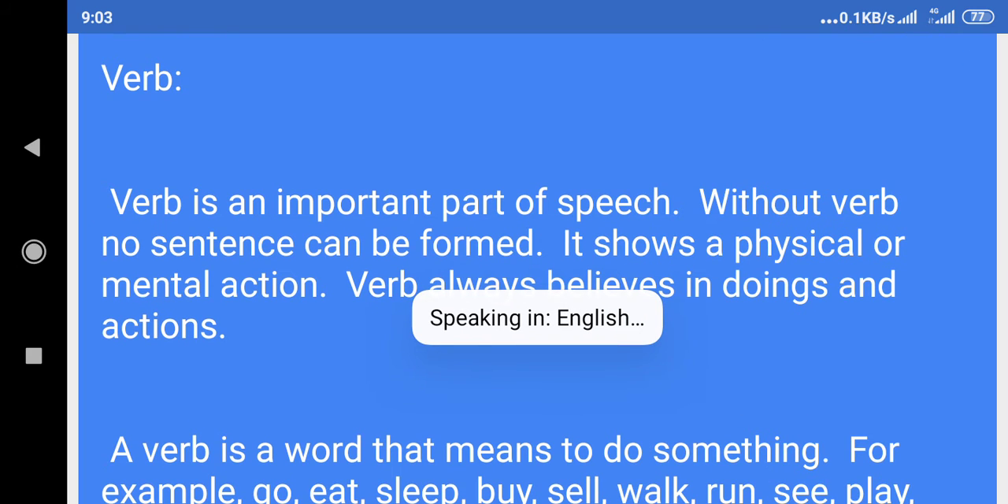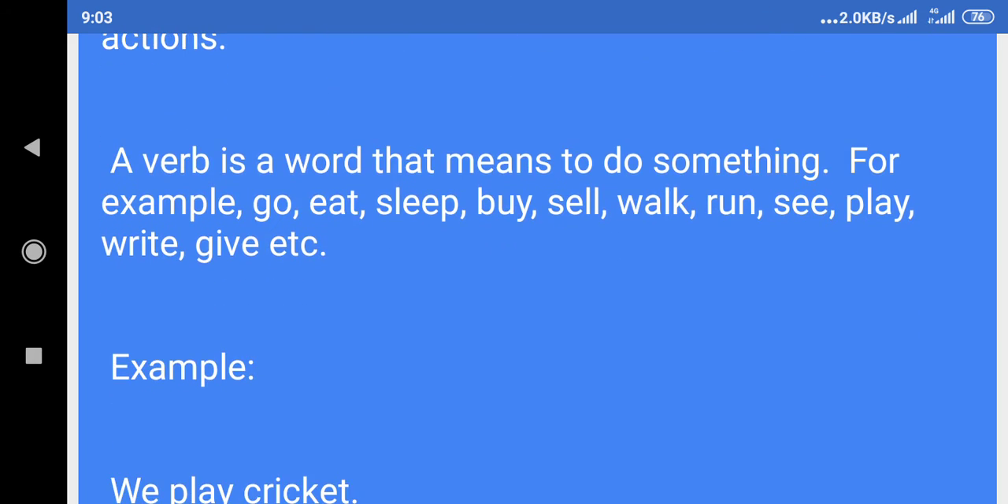Verb is an important part of speech. Without a verb, no sentence can be formed. It shows a physical or mental action. Verb always believes in doings and actions. A verb is a word that means to do something.